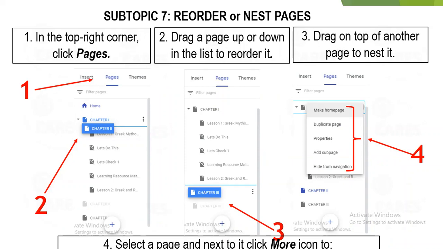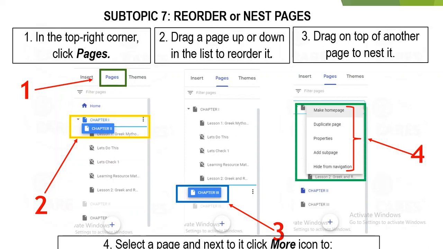This is how we reorder or nest pages. Step 1. In the top right corner, click Pages. Step 2. Drag a page up or down in the list to reorder it. Step 3. Drag on top of another page to nest it. And step 4. Select a page and then next to it, click the More icon to make a home page, duplicate a page, select Properties, add a subpage, or hide from navigation.